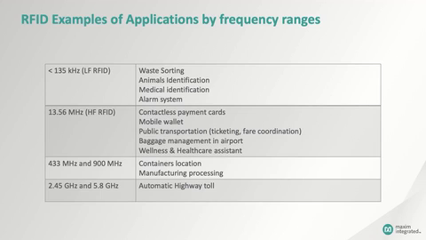The UHF range includes the 433 MHz band for ITU Region 1, that's mostly Europe, and the 900 MHz band for ITU Region 2, that's mostly the Americas. These bands are frequently used to locate shipping containers and in manufacturing to track material. Finally, the microwave region falls in the 2.45 GHz and 5.8 GHz ISM bands. In these bands, the wavelength is on the order of a few centimeters, so you're generally operating in the far field. You'll see tags operating in this frequency range frequently used in automatic highway toll systems.